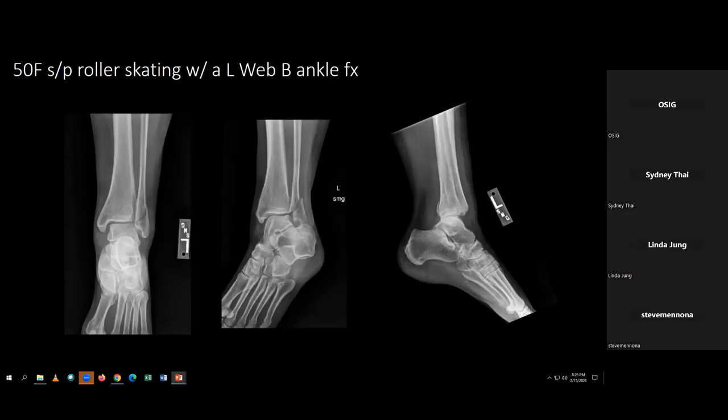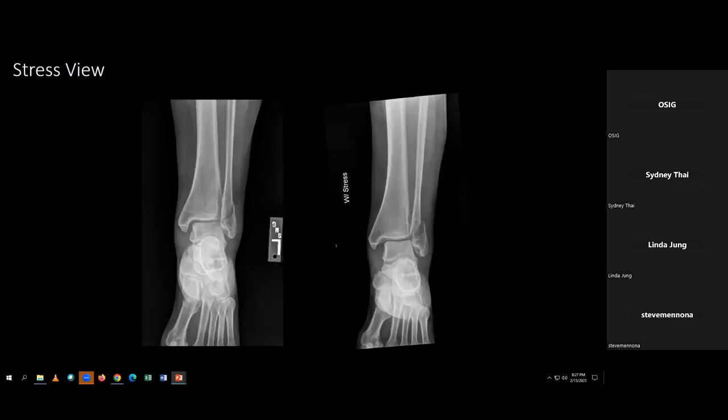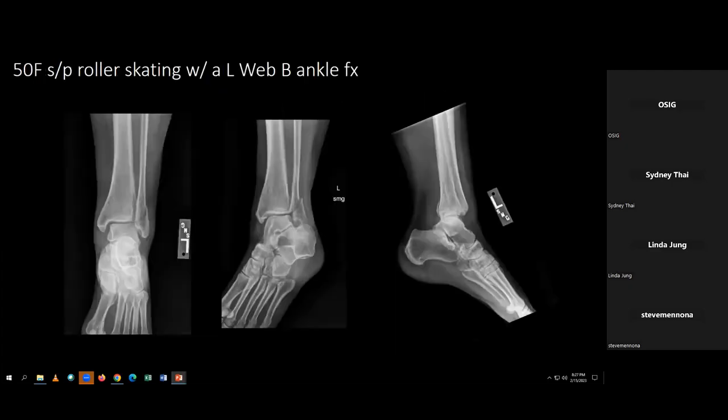So this is a Weber B lateral malleolus fracture. Looks okay, right? Medial malleolus looks okay. Deltoid ligament looks okay. But then there's this. So in the ER, you get this fracture and you think everything's fine. It's a Weber B. It's not going to need surgery.